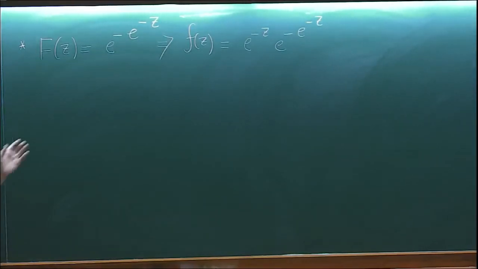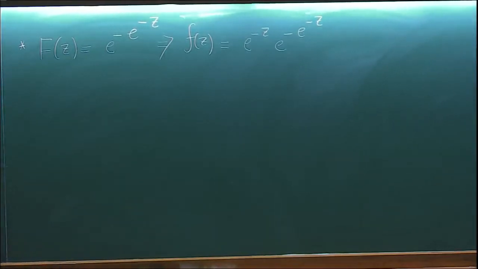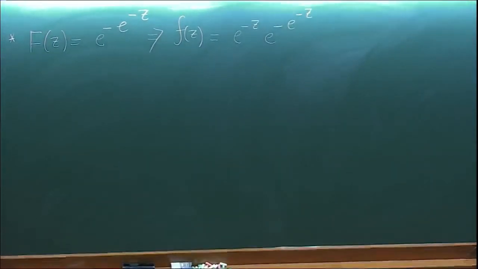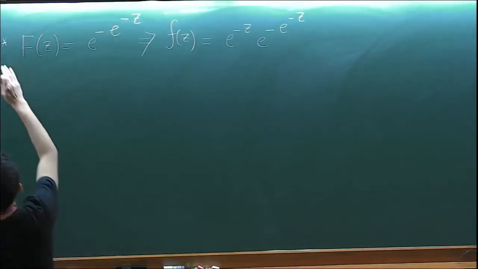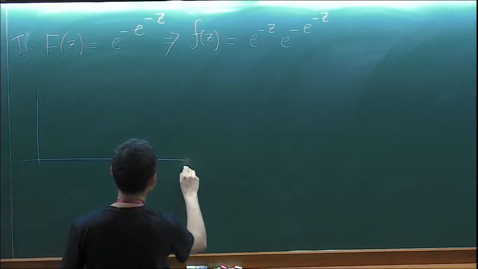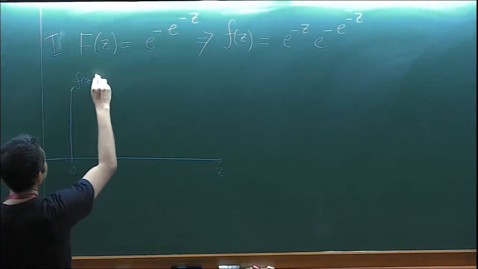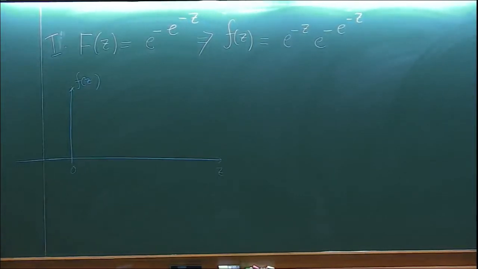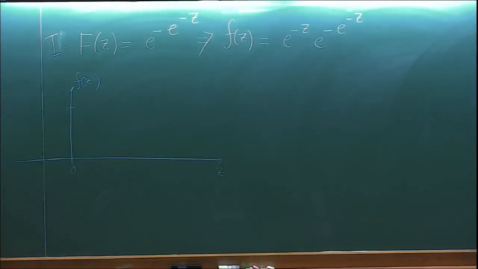Whenever you find a function, you should plot it, because otherwise you don't have any idea how it looks. So how does this function look? z goes from minus infinity to plus infinity. This is one function we found. If I just plot it as a function of z, f of z, how does it look? Let's see, if z is very large, how does this function behave?